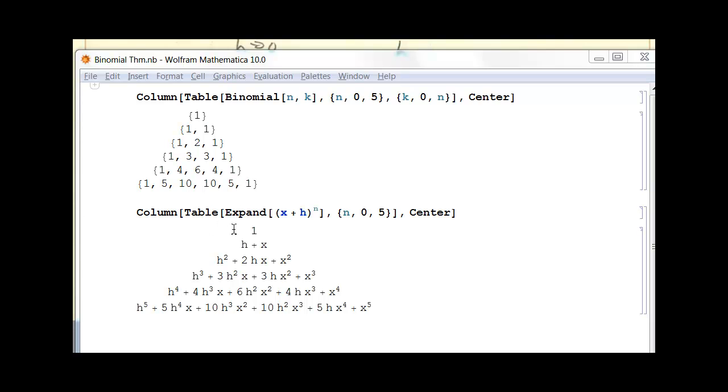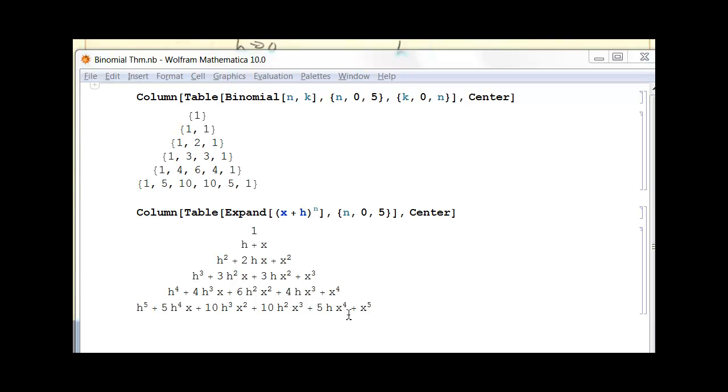Messing about with that just a little bit, this is one that has the letters in there. This is to expand a table. Essentially, you can just copy this and mess around with it, and you can expand x plus h to the n for n from 0 to 5. You do have to say expand, or else it doesn't expand these out. But here again, this is what you would expect to see if you expanded x plus h to the 5th.